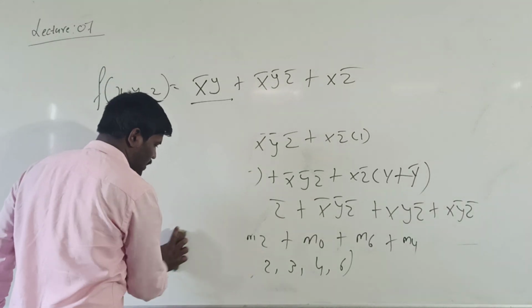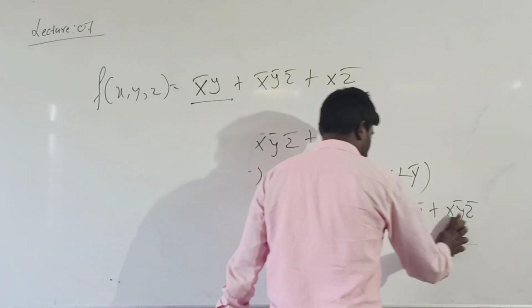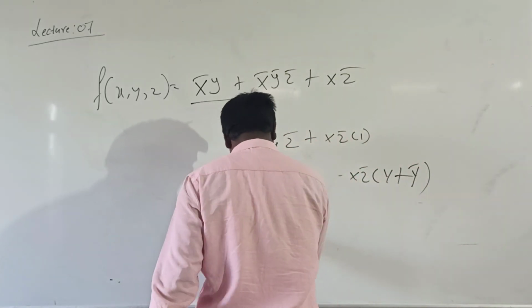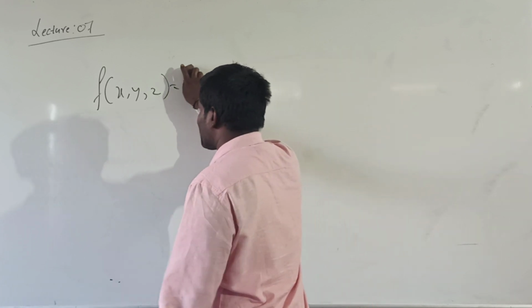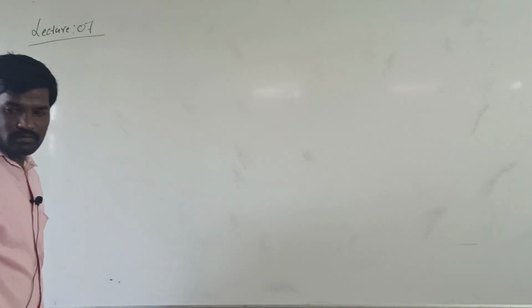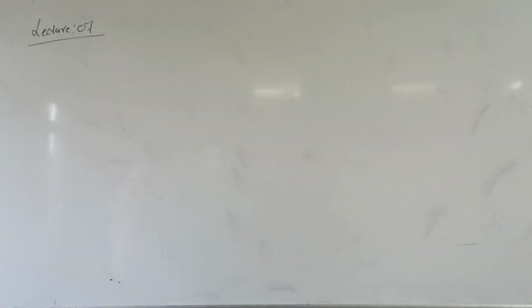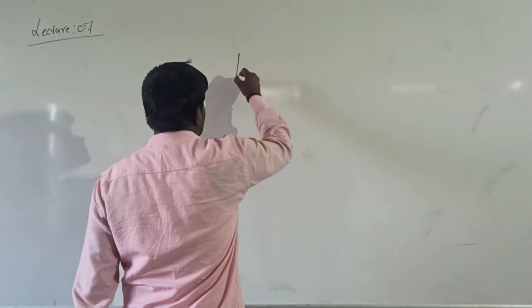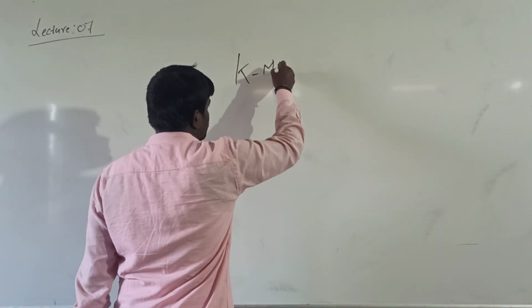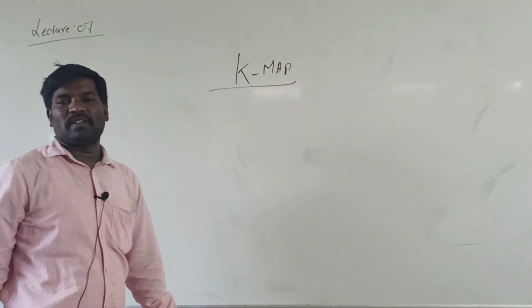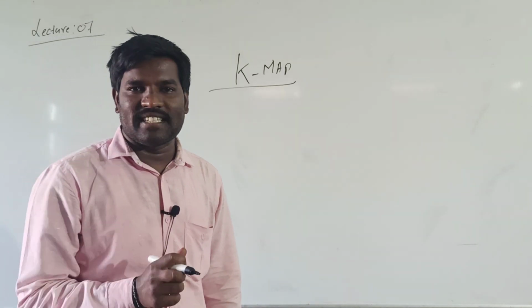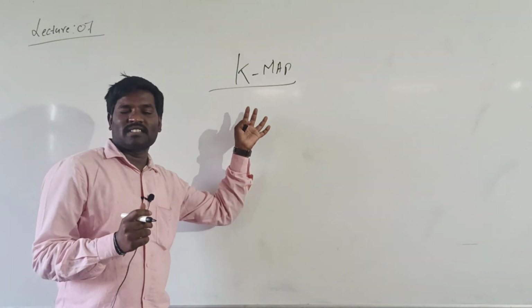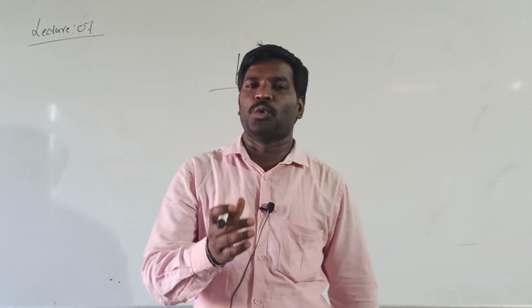Next is K-map. It is very important. In all the examinations, one compulsory question will be there for 5 marks, that is K-map. Here K-map indicates the Karnaugh map. Karnaugh was one of the scientists. With the help of this K-map we have to reduce the Boolean expression.